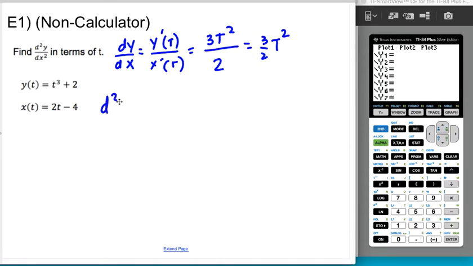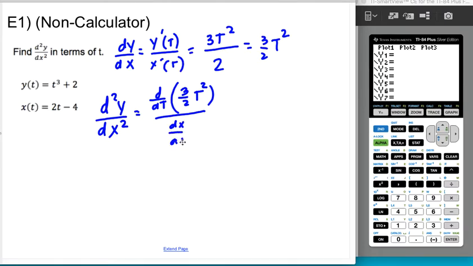My d squared y dx squared is going to be the derivative with respect to t of this thing, the 3 halves t squared, divided by dx dt, which we've already seen is a 2. So when I drop the 2 down, I'm going to get 3t, and on the bottom I get a 2, and that's my answer. That's my second derivative with respect to x.